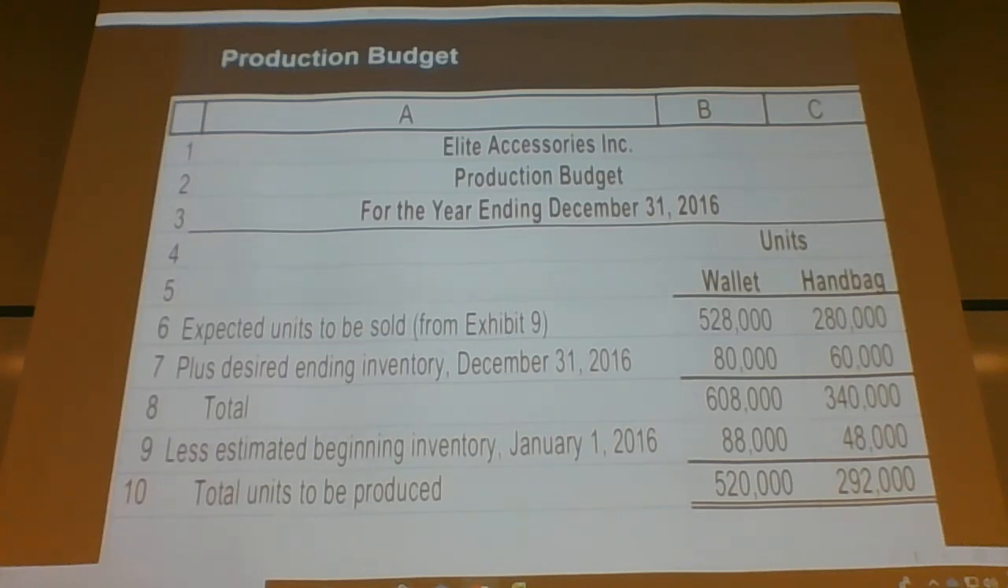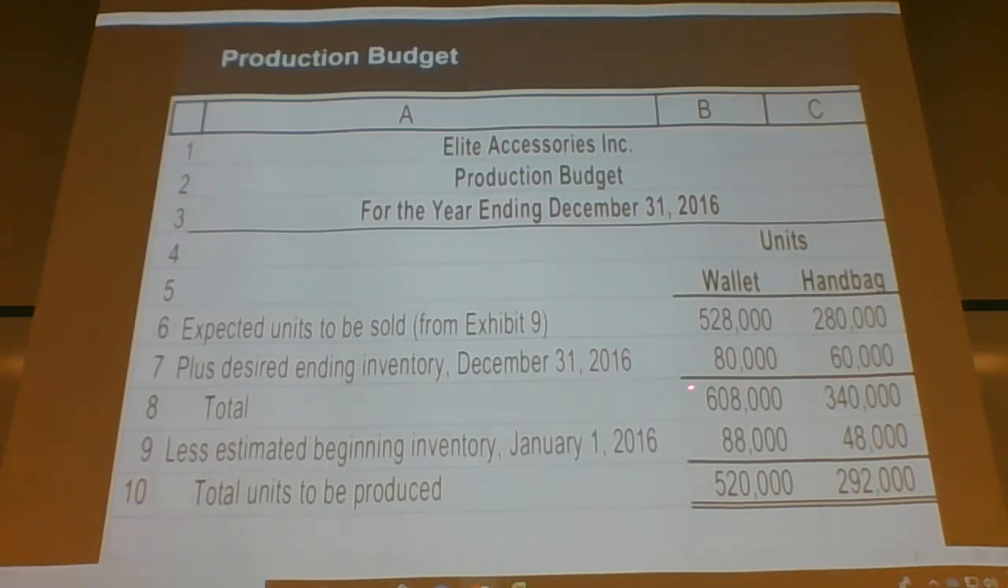So here is our production budget for the same company. We have our expected units to be sold from both regions: 528,000 wallets, 280,000 handbags. We're going to add to that desired ending inventory. These were the two figures that we had on the previous slide. This is what we want for ending inventory.